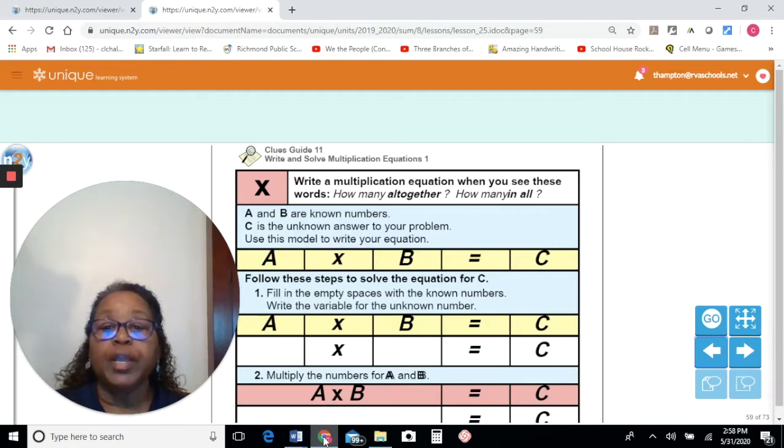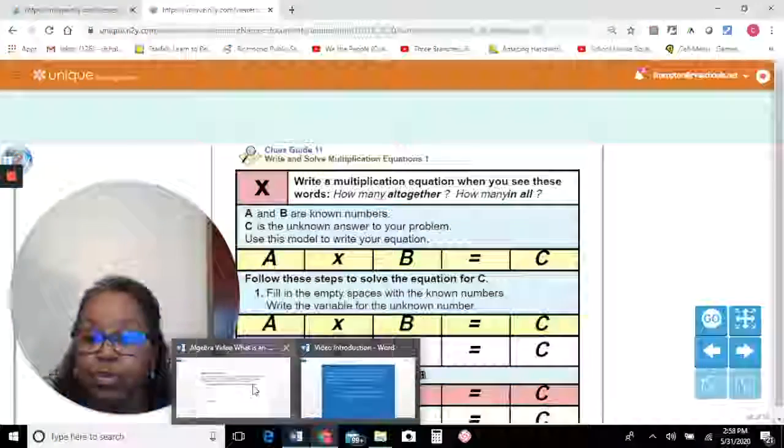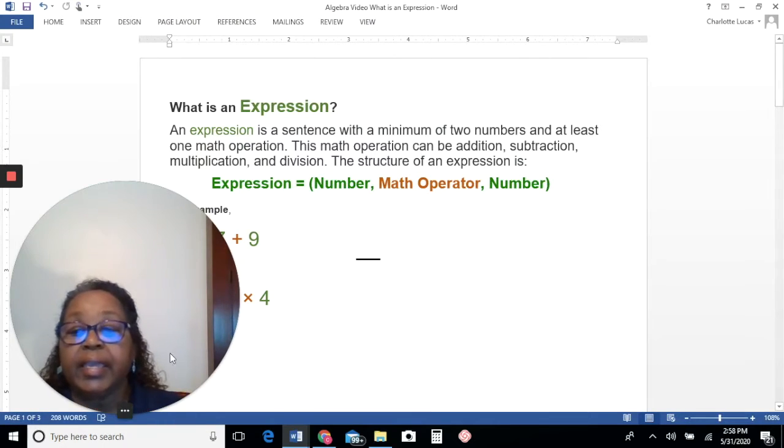We're going to be talking about writing expressions based on a word problem. Then we will substitute the alphabet for the numbers from the equation and solve the problem. What I would like to do first, though, is talk about an expression versus an equation.